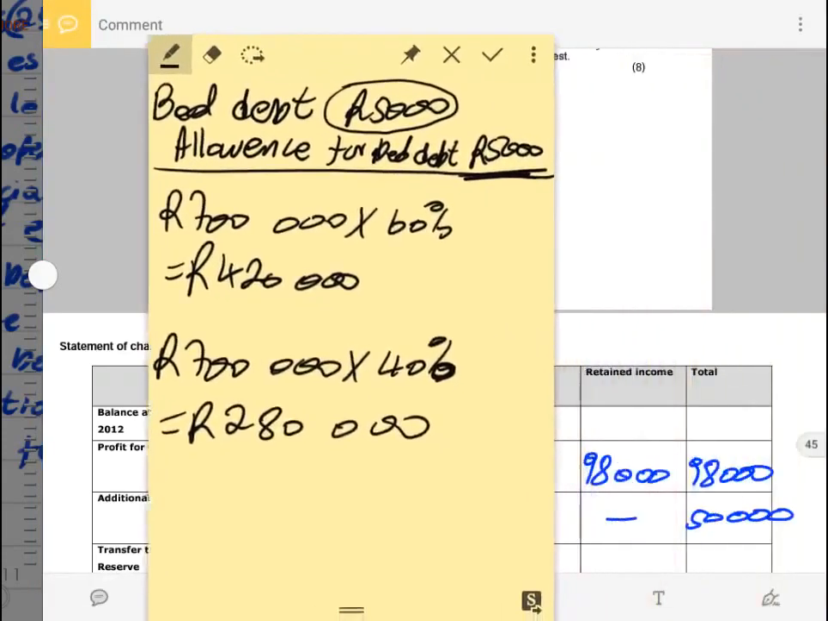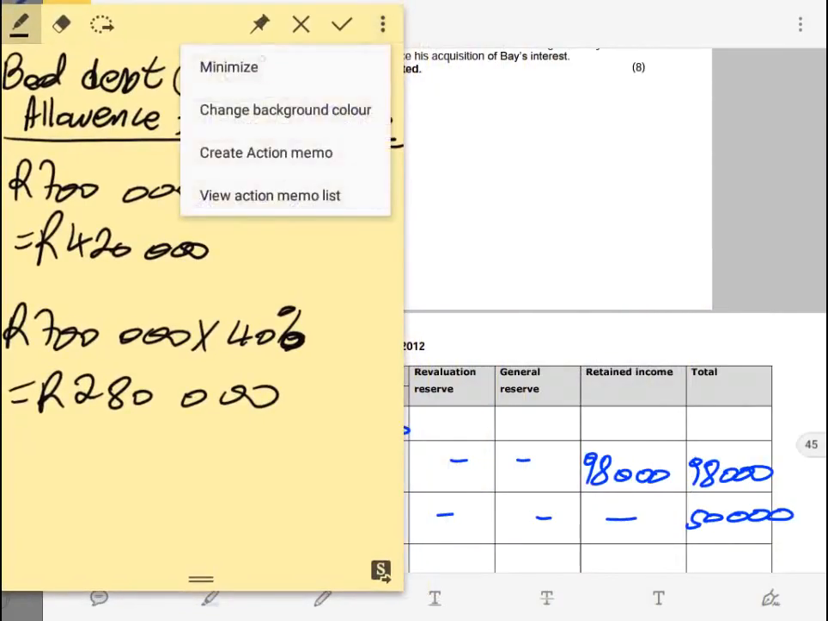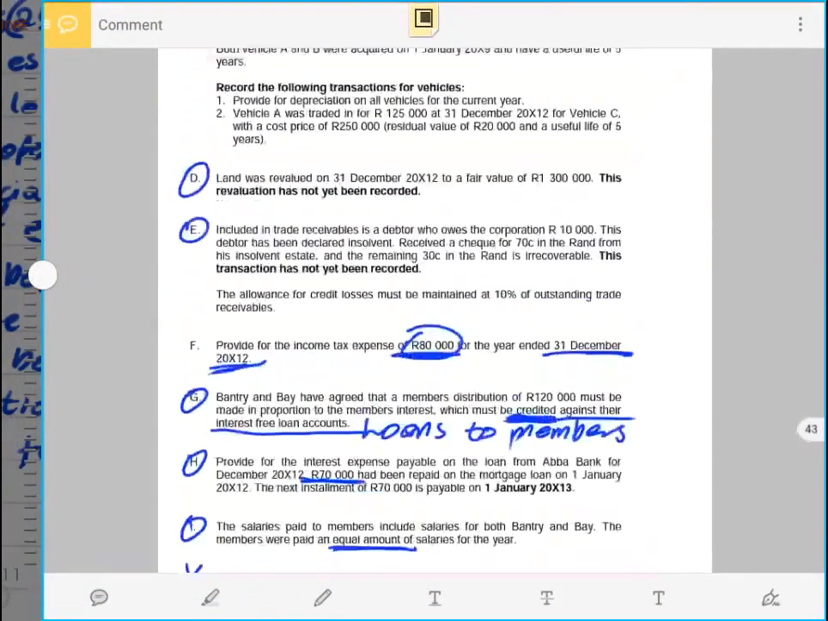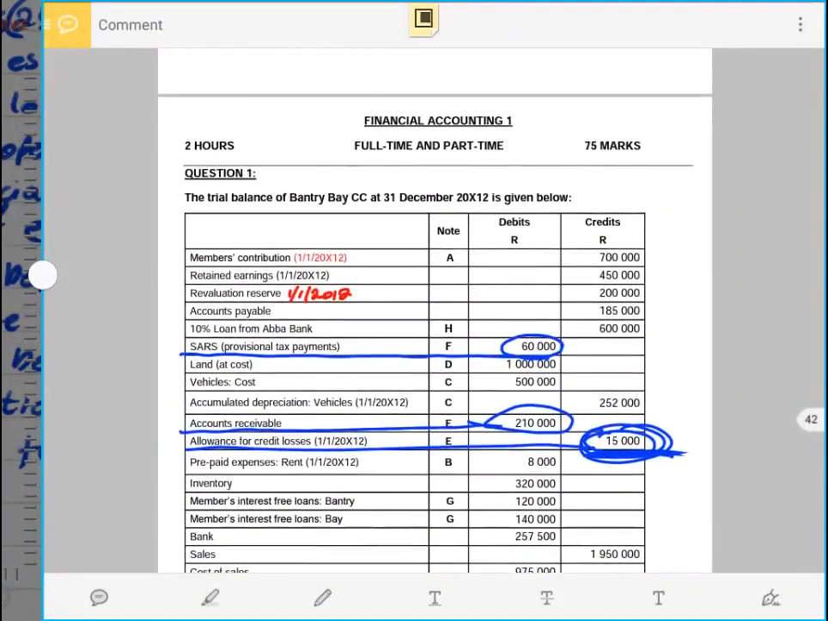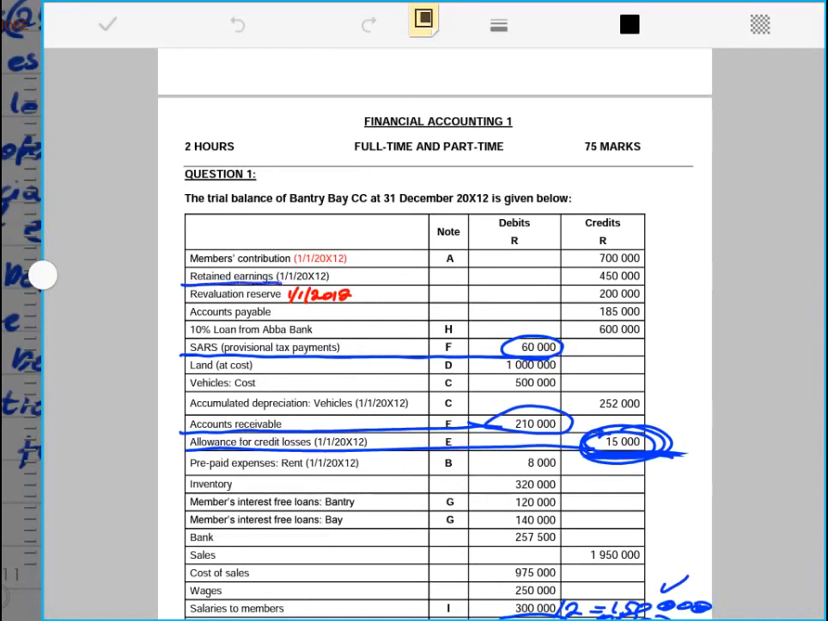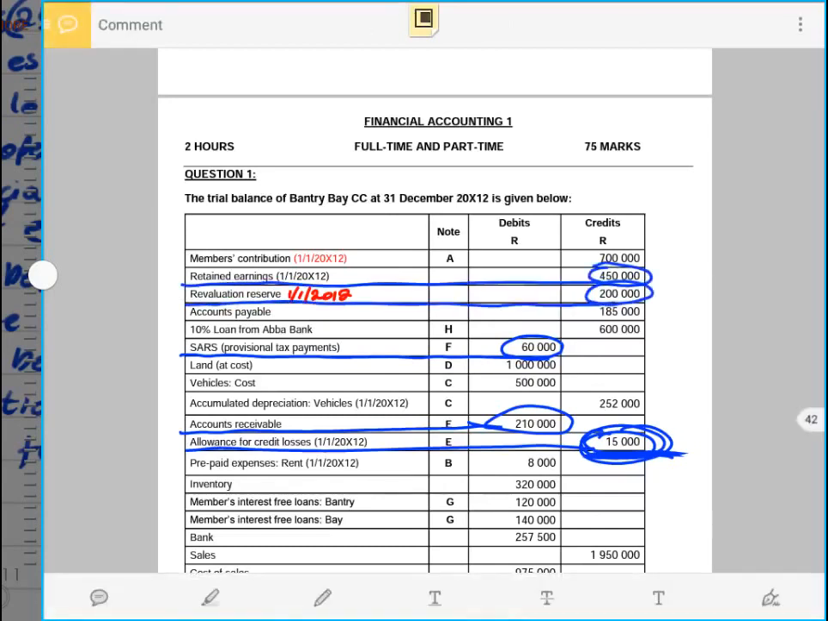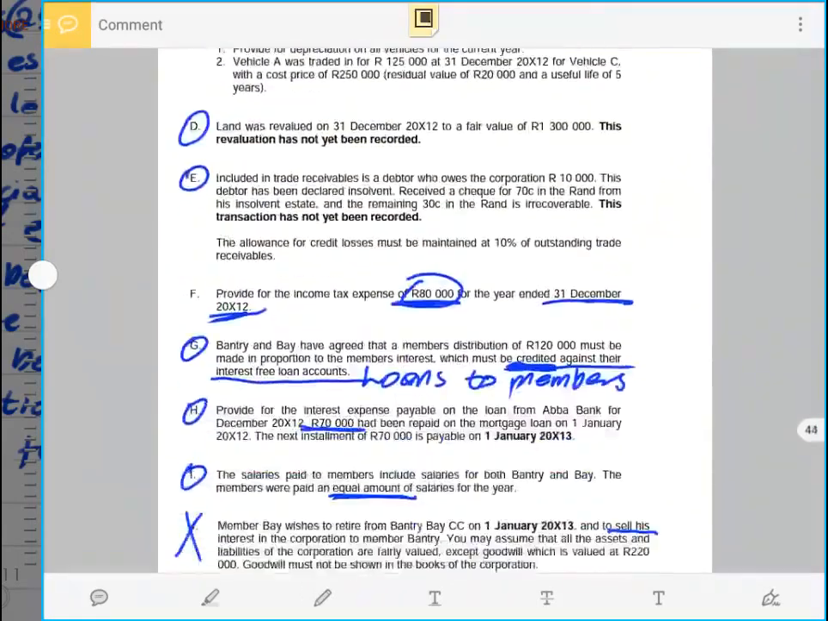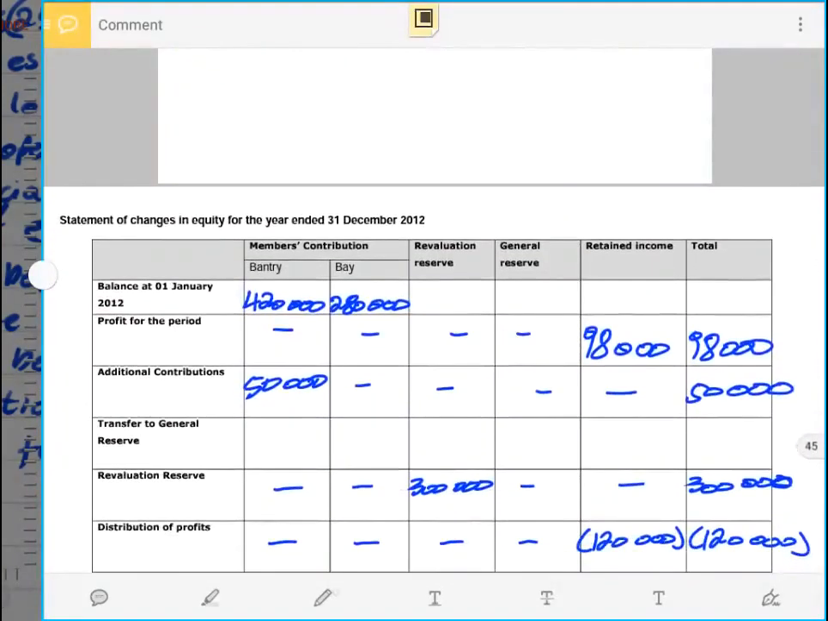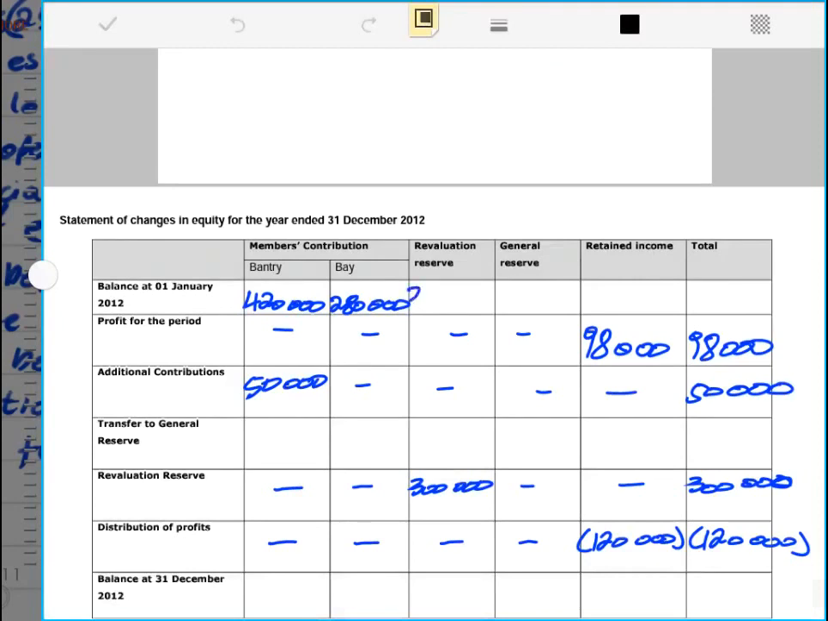Revaluation is from the trial balance. We do have opening balances of the revaluation and the retained earnings. The retained earnings opening balance is 450,000 rands, while the revaluation reserve is 200,000 rands. So revaluation reserves opening balance is 200,000 rands, and retained earnings is 450,000 rands opening balance, and the total is 1,350,000 rands.